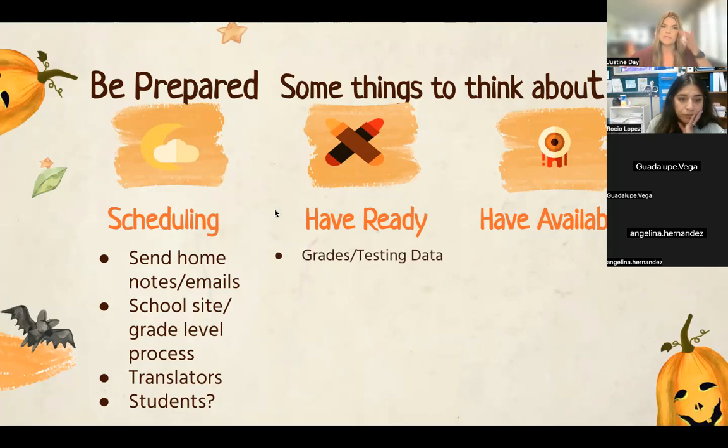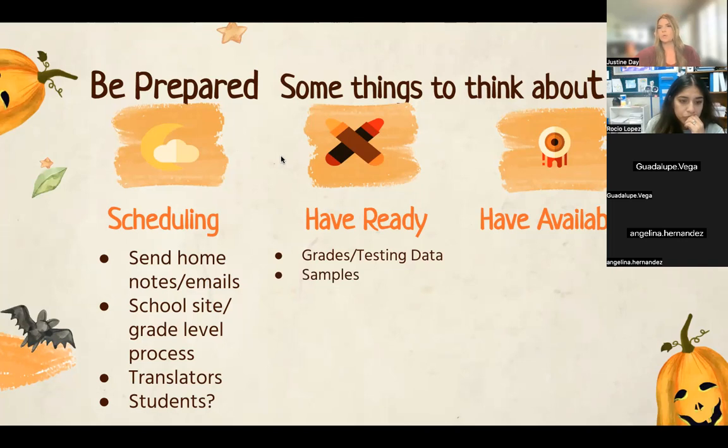And then having these things ready. So obviously your grades will be done by that time. So having those printed out, having a hard copy for your parents would be nice. Any testing data that you plan on including in your conference. So FastBridge, if you did iReady, or any grade level assessments as a team that you plan on using, having those things ready for each student.